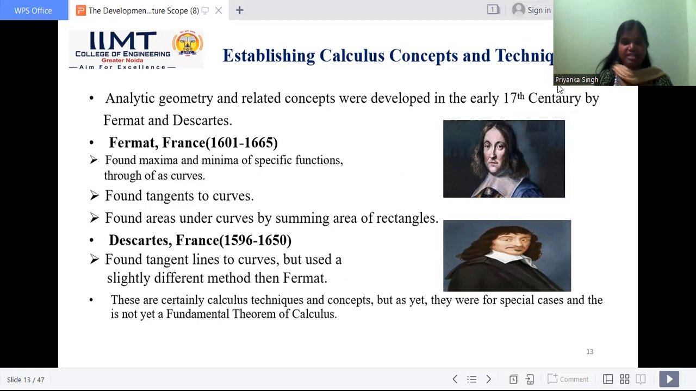Analytic geometry and related concepts were developed in the early 17th century by Fermat and Descartes. Fermat found maxima and minima of specific functions thought of as curves, found tangents to curves, and found area under curves by summing areas of rectangles. Descartes found tangent lines to curves, but used a slightly different method than Fermat. These are certainly calculus techniques and concepts, but as yet they were for special cases and not yet a fundamental theorem of calculus.